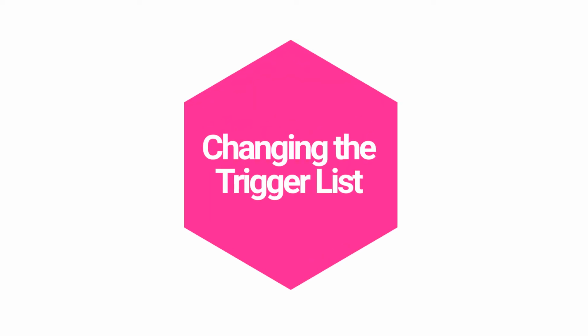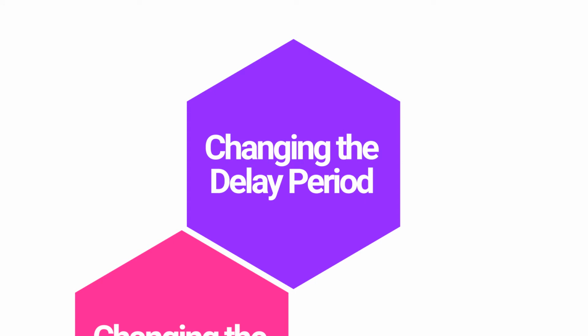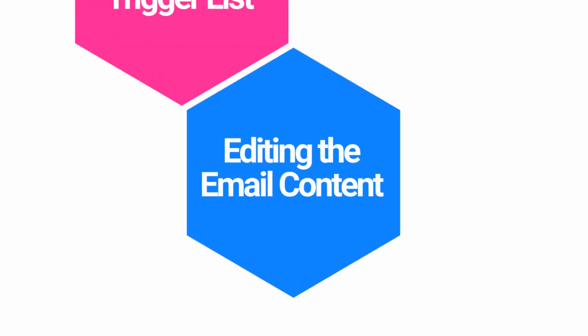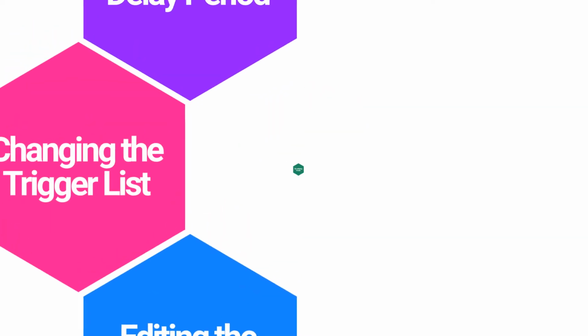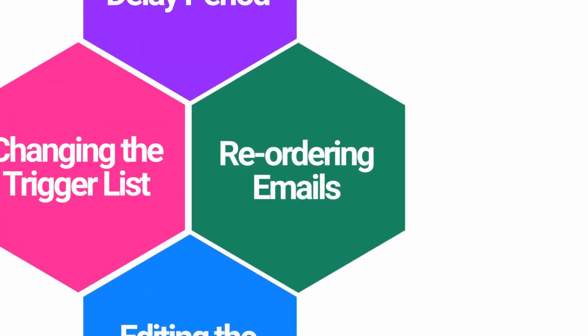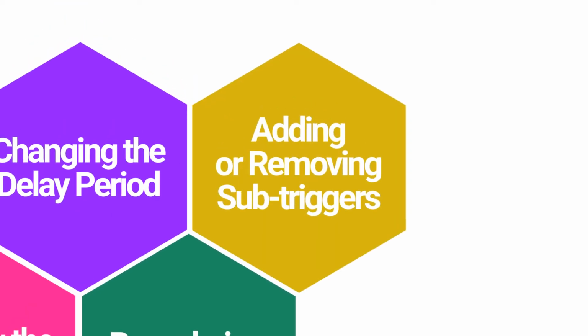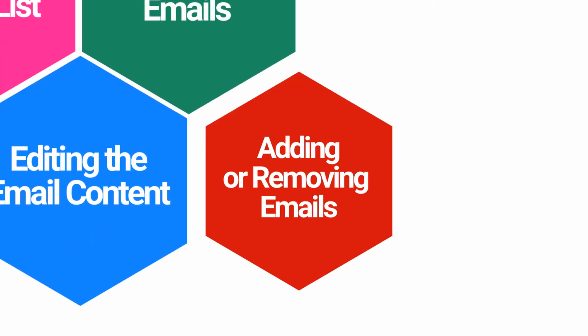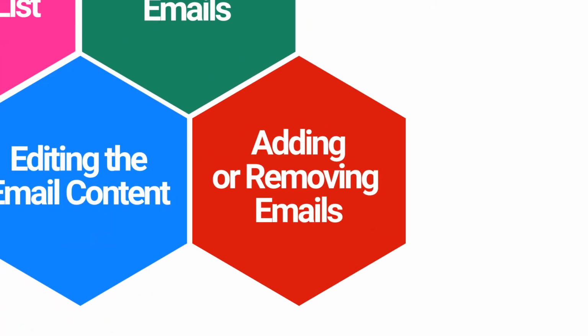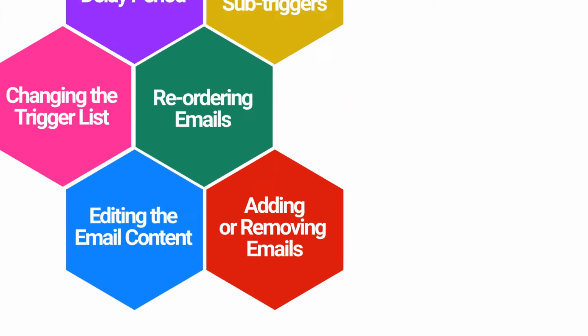Number 1. Changing the trigger list. Number 2. Changing the delay period. Number 3. Editing the content of your sequence emails. Number 4. Changing the order of the emails in the sequence or series. Number 5. Adding or removing sub-triggers. And number 6. Adding or removing an email to the series.